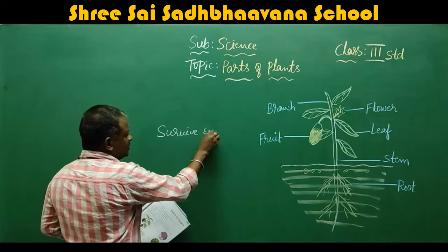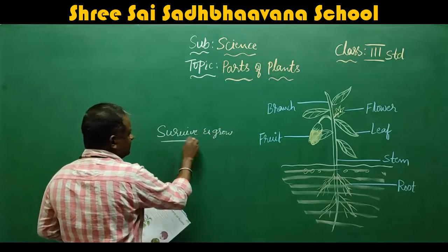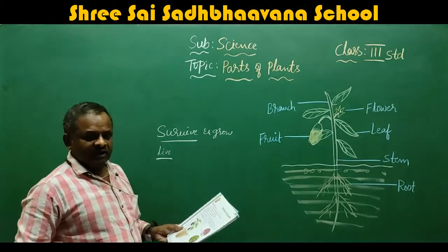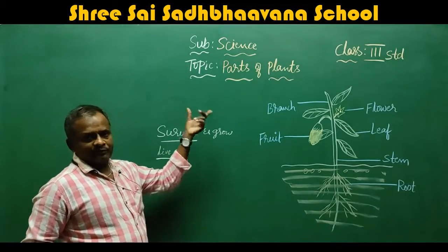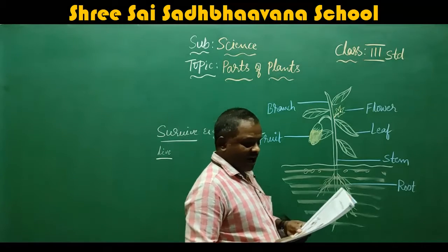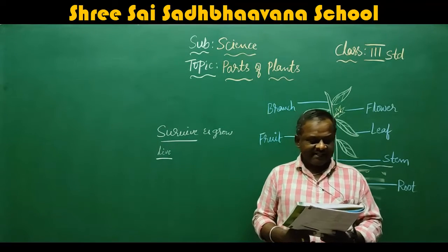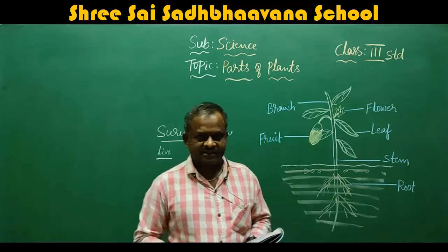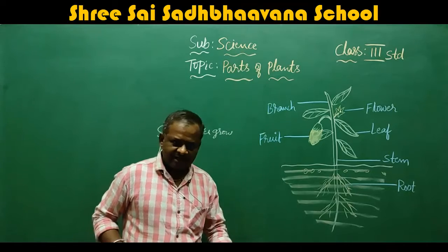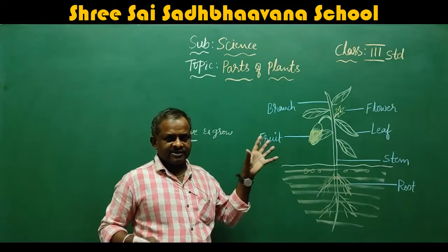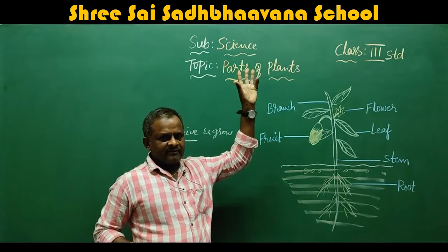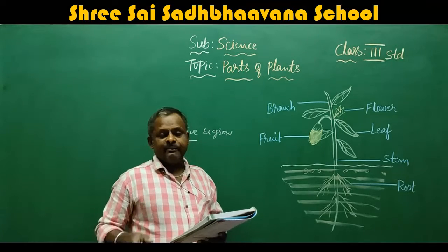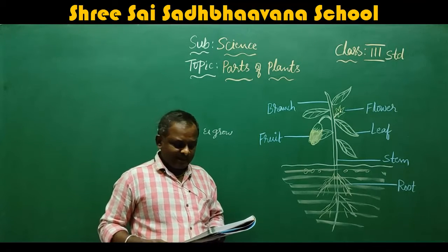Survive and grow. What is the meaning of survive? That means to live, to live on the earth, and they help to grow. All plants, whether they are big trees, shrubs, herbs, or grass, contain roots and branches. Either it is a big tree or a small grass, or in the middle, that means from a very large tree to small grass, they have roots and branches.